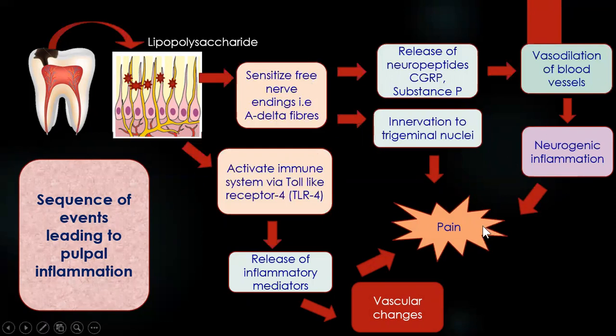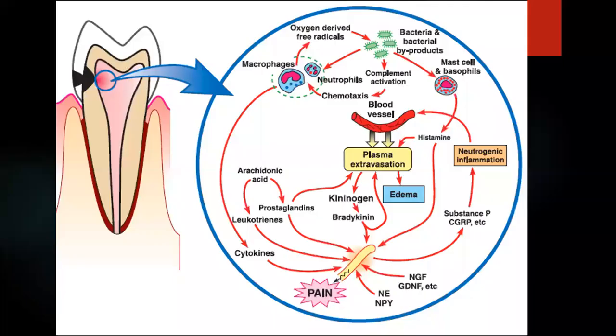So this is the way that the activation of inflammation occurs. Inflammation activates the free nerve endings, and the whole cycle goes on to induce the pain. The same aspect is depicted in the diagram. This diagram is given in Ingle.